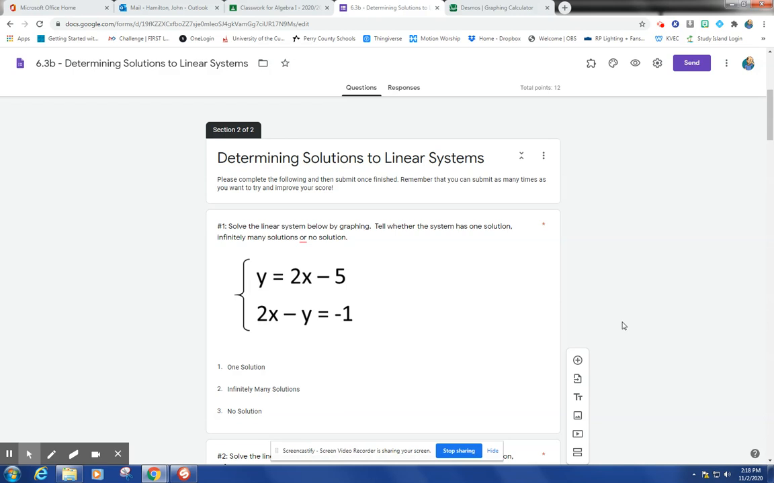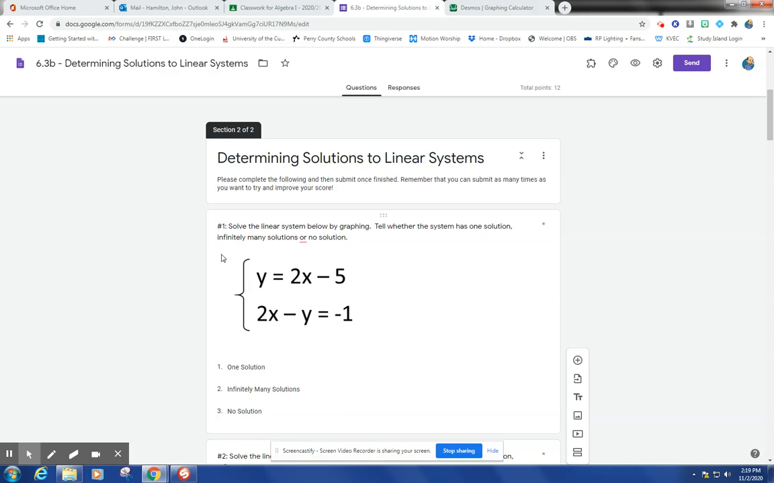But this first one here, when we're talking about special cases, what we mean by that is, in certain cases, you will have one solution, which is what we're used to, where the two lines intersect. That is your solution for the system. But there's other situations where you will have either infinitely many solutions or no solutions at all. And so we're really dealing with these special cases.